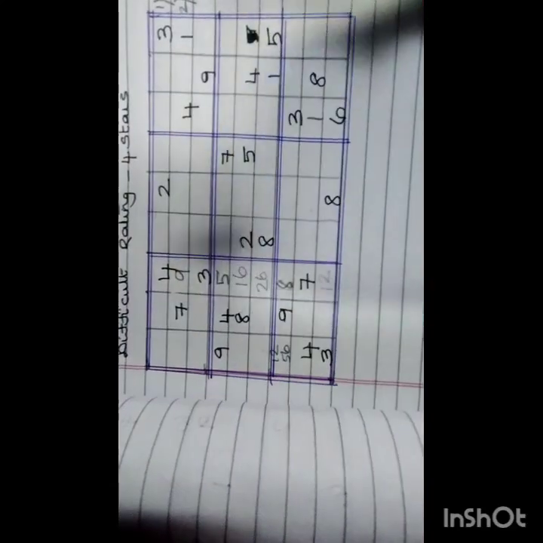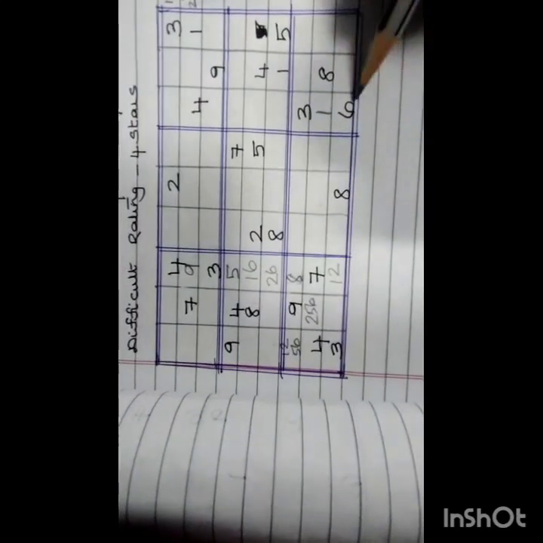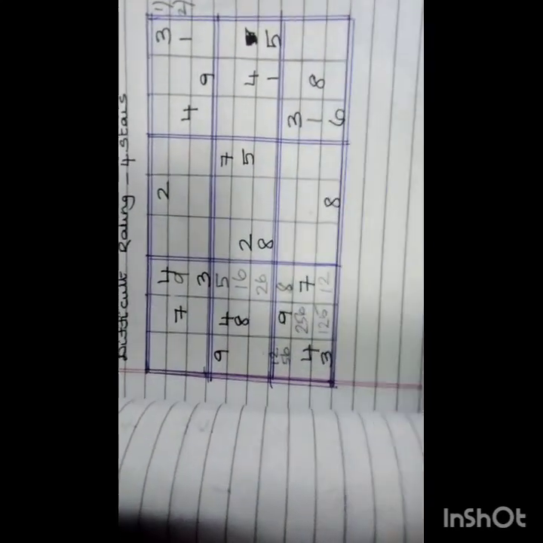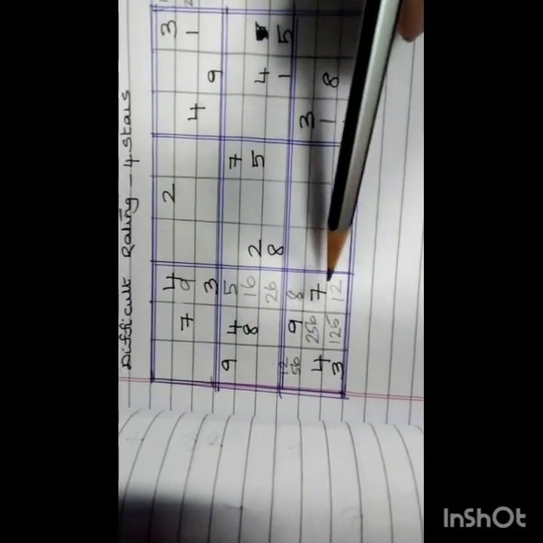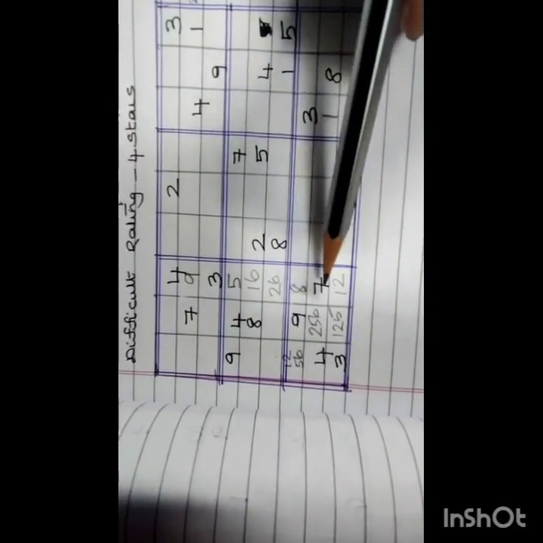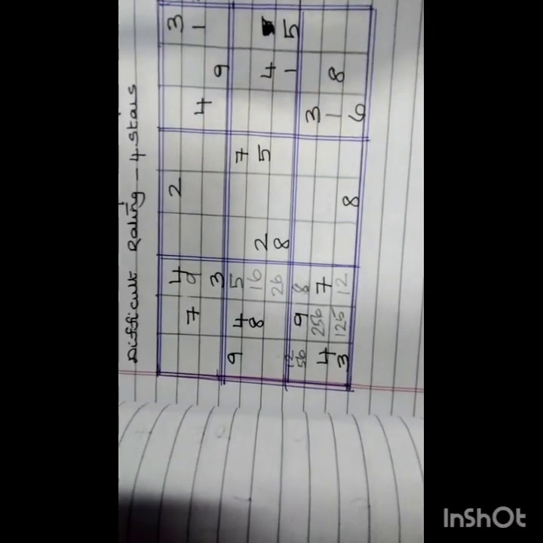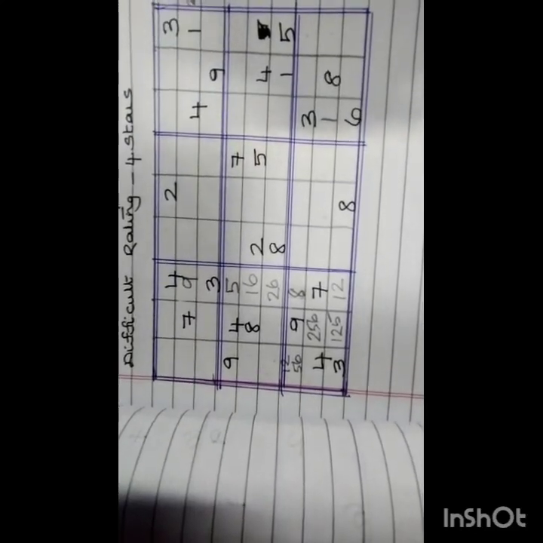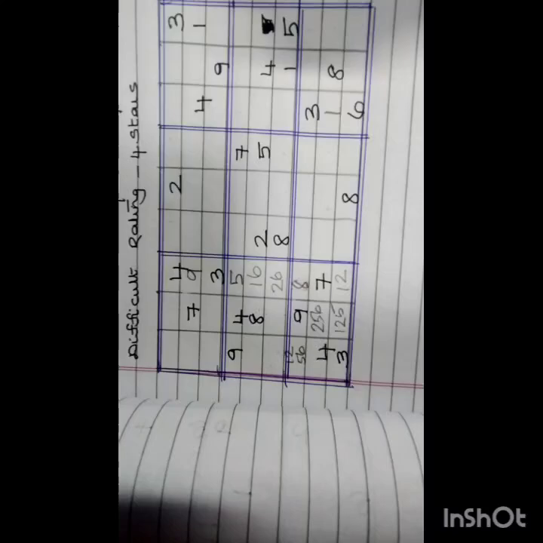So write all 4 numbers here: 1, 2, 5, 6. And here 1 is there, so 2, 5, 6. Here 6 is there, so 1, 2, 5. After filling, just check any odd matching triplets are there. 1, 2, 5, 1, 2, 5, 6. Nothing. So okay, box wise also we have checked. So we have 4 numbers only maximum available.